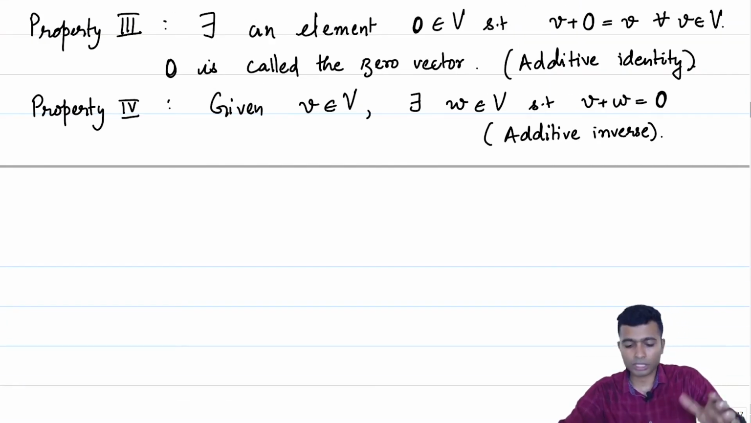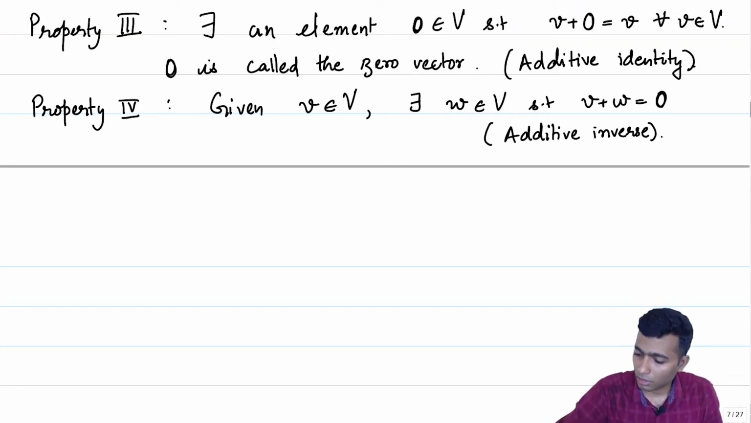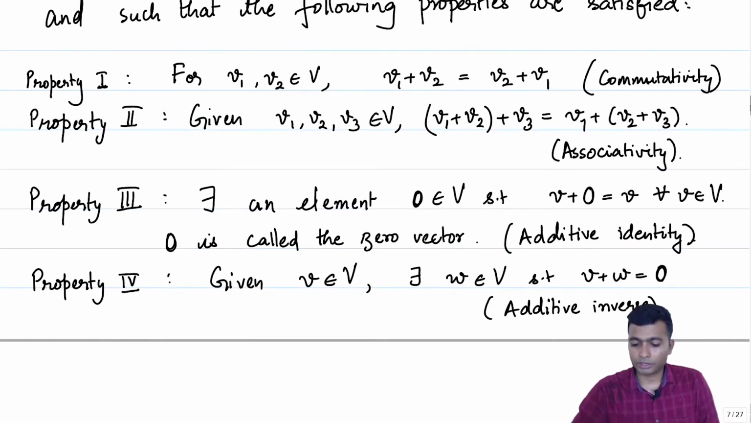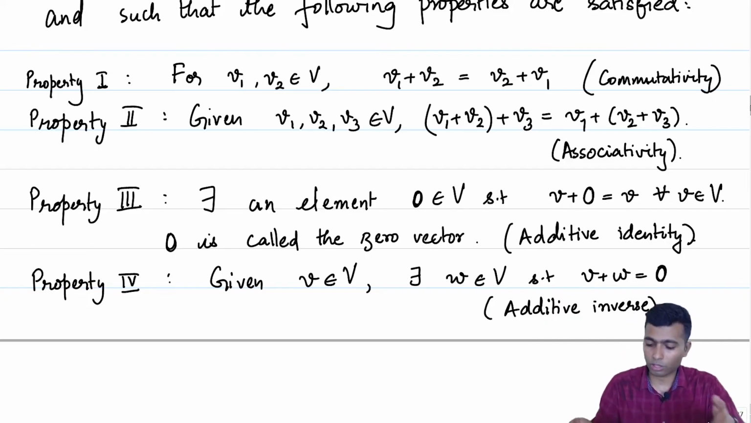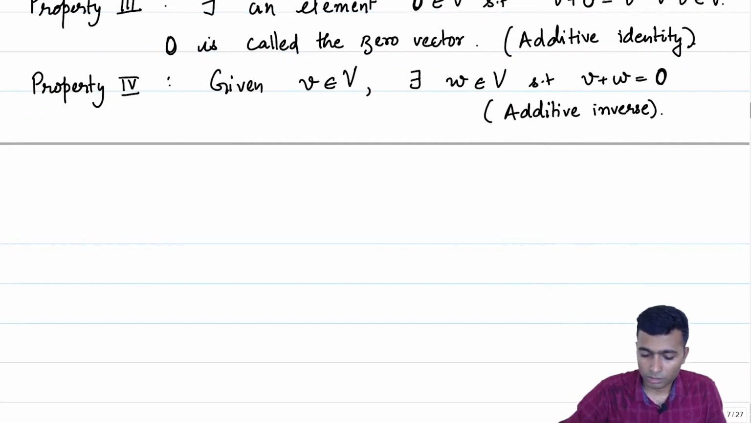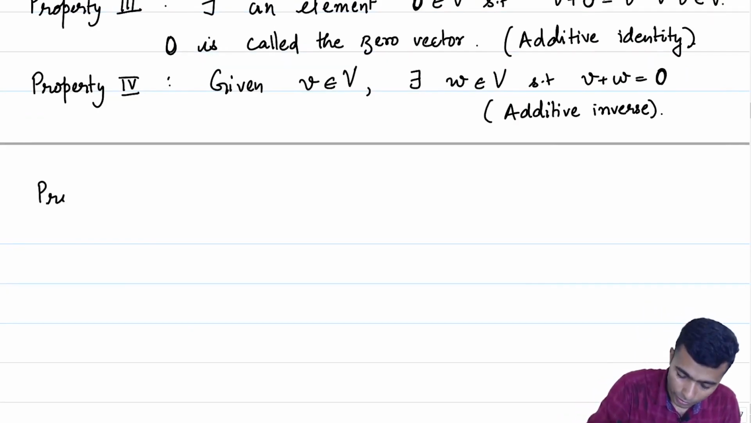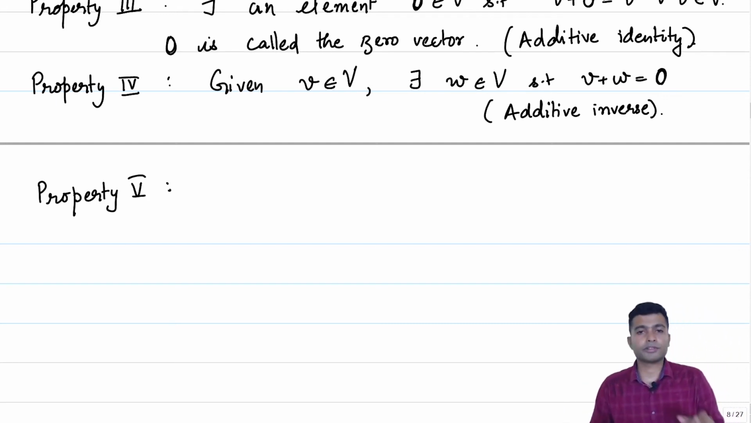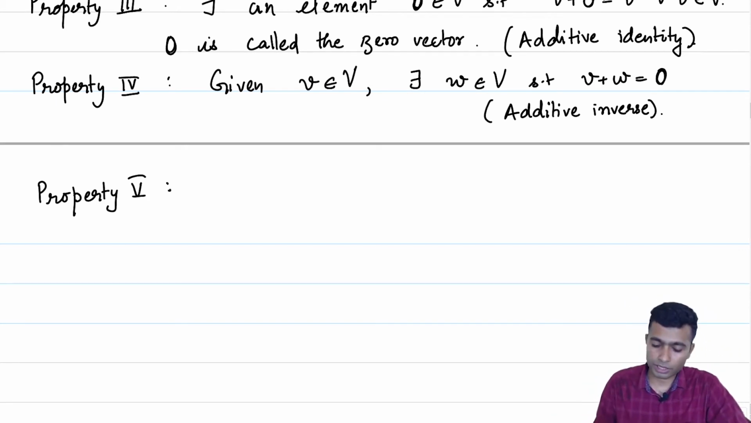Alright, so those are the properties which we would like to generalize when it comes to the addition operation. We have not talked about the scalar multiplication operation at all. So the next few properties will capture the desirable properties of scalar multiplication which we would like an arbitrary vector space to satisfy.